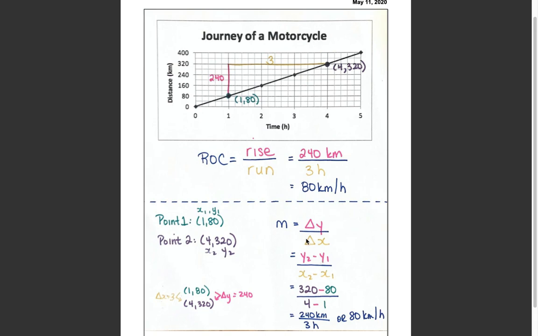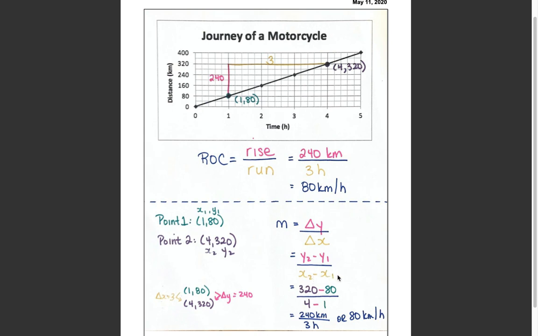Same thing for my run. So my run becomes my delta x. In order to find that delta x, we did 4 minus 1. Well, the 4 is the x coordinate of the second point. The 1 is the x coordinate of my first point. So I'm going to call this x2 minus x1. So y2 minus y1 is my rise. x2 minus x1 is my run.